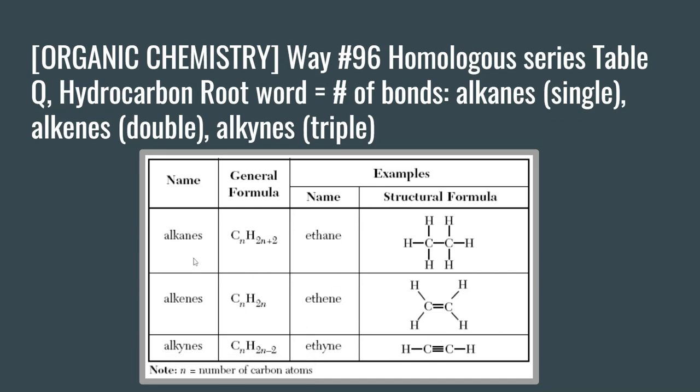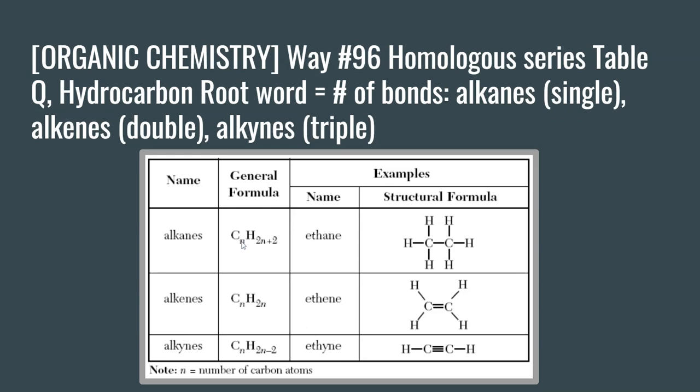Now please note, if a compound only contains carbon and hydrogen, and it always contains single bonds between the carbons, it's going to end in a root word of -ane. So, for example, ethane contains only single bonds between carbon, and all alkanes, which is the word for single bonded carbon hydrocarbons, have this general formula: CnH2n+2, where n refers to the number of carbons.